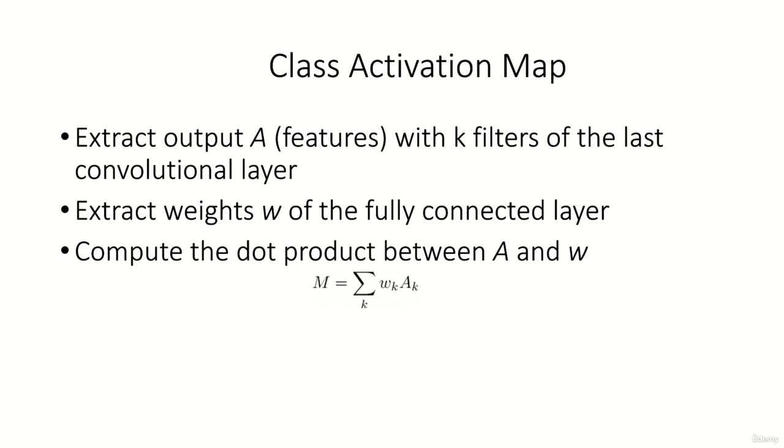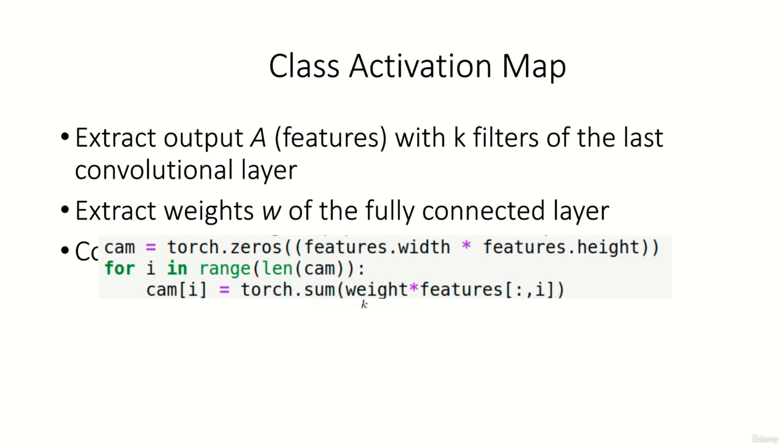In Python, the computation of the class activation map M looks as follows. At first, we create an empty cam array which will take as many elements as the product between the width and the height of our feature matrix A. As an example, if your last convolutional layer outputs a tensor of dimension 24 times 7 times 7, then the class activation map consists of 49 values.